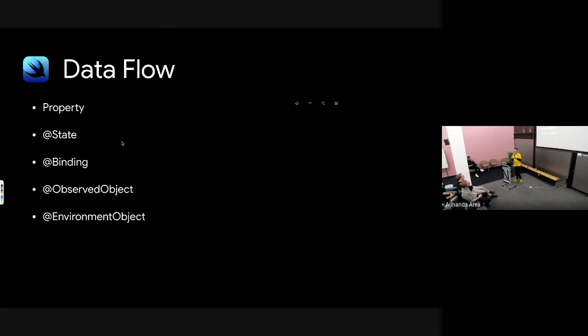And then we've got @EnvironmentObject, which is very similar to observed object. Instead of passing your objects around manually, you'll basically just register them in what we call the environment, and then you can pull them out of the environment everywhere you like in the child hierarchy.